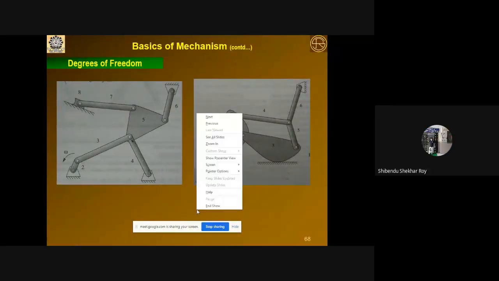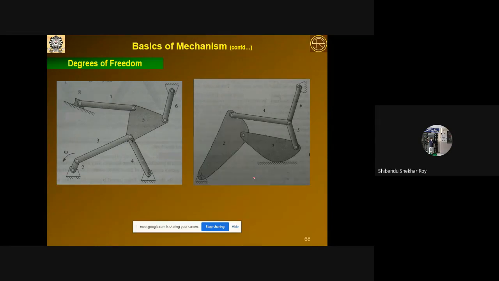How many joints? Sir, 8 joints. Type of joint? So you have identified number of links is 8. Number of links is 8. Number of joint is? 8. Number of joint, I am not writing J. Number of joint is? 7.